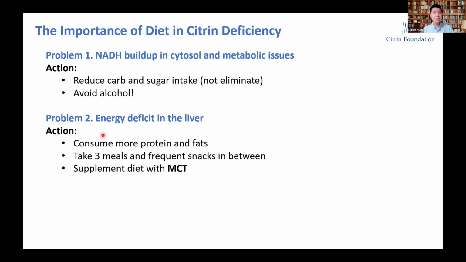The second thing is the energy deficiency in the liver. Again, as I said before, the body can derive energy from fats and, to a lesser degree, proteins. So having a diet that is low in carbs, high in fats and proteins is beneficial for citrin deficiency. And the other thing is to always take your 3 main meals a day and supplement it between your meals with snacks, have frequent snacks. Never go on an empty stomach, because in citrin deficiency, you want to upkeep a high energy level to provide enough energy for your liver. And the last thing is to supplement your diet with MCT. And in the next slide, I'll show you why MCT is thought to be beneficial for citrin deficiency.